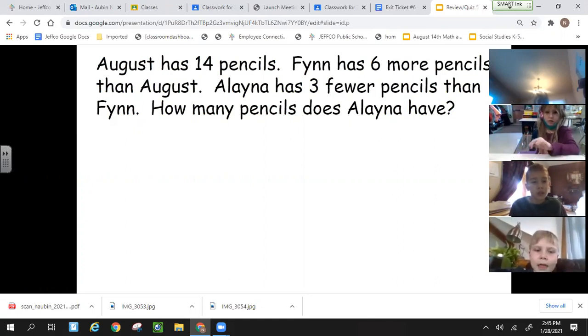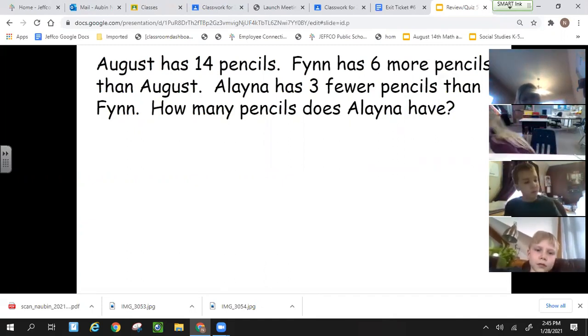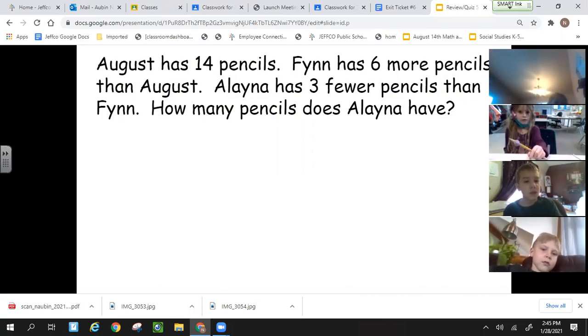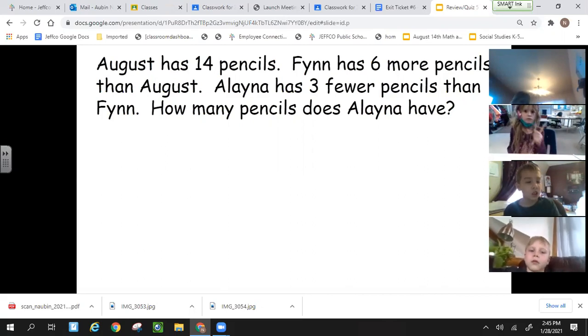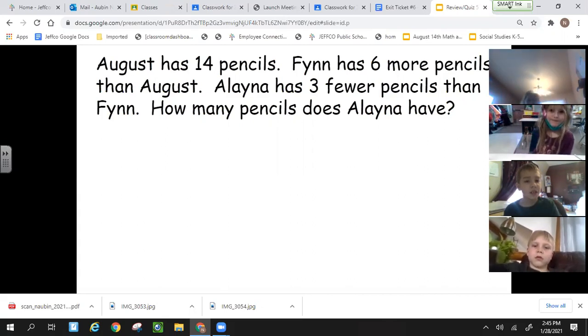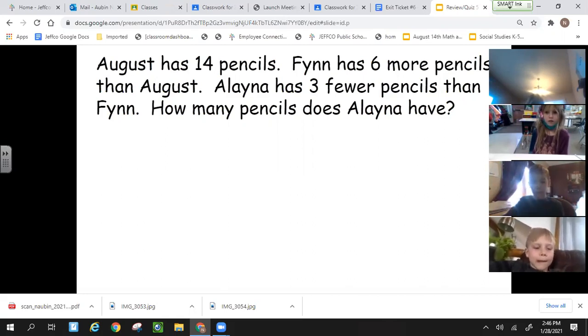August has 14 pencils. Finn has 6 more pencils than August. Elena has 3 fewer pencils than Finn. Oh boy. How many pencils does Elena have? Use your dry erase board, your sock, your marker, draw a picture. Do what you got to do to solve this problem. I'm going to repeat it. Ready, Henrik? August has 14 pencils.